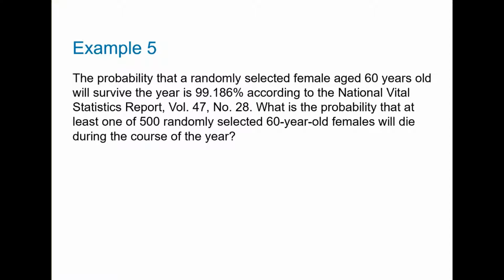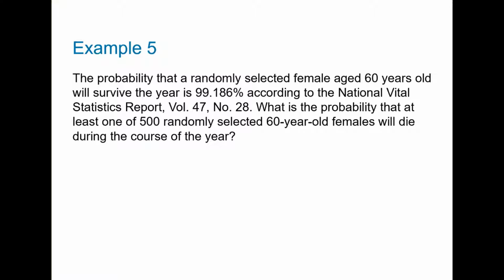The probability that a randomly selected female aged 60 years old will survive the year is 99.186% according to the National Vital Statistics Report. What is the probability that at least one of 500 randomly selected 60-year-old females will die during the course of the year? So we want the probability that at least one of them will die during the year.